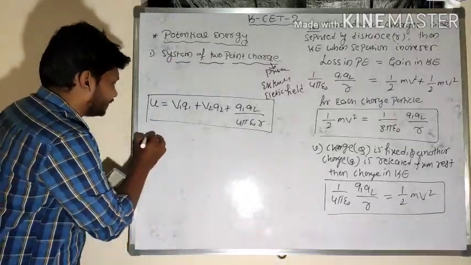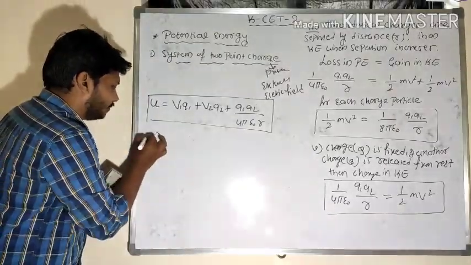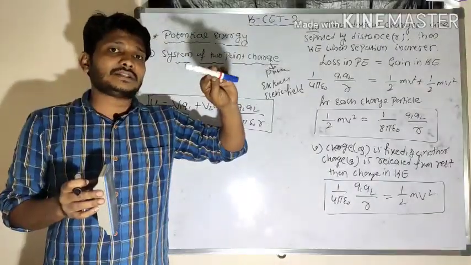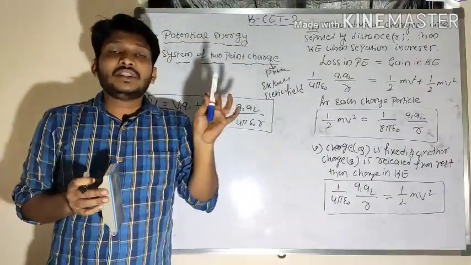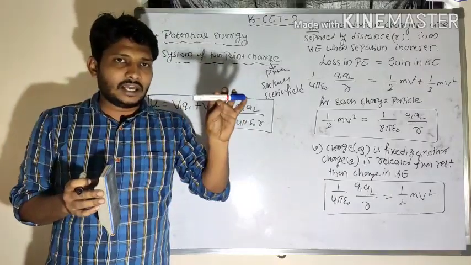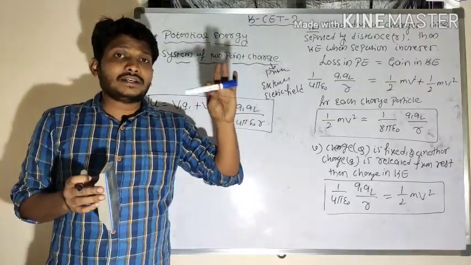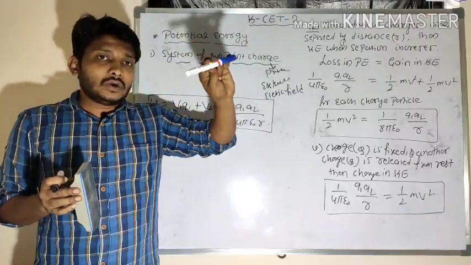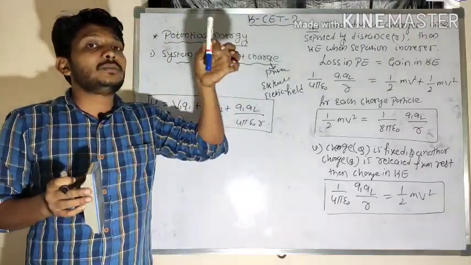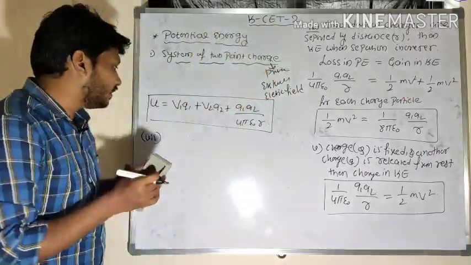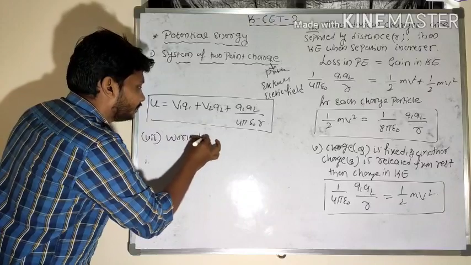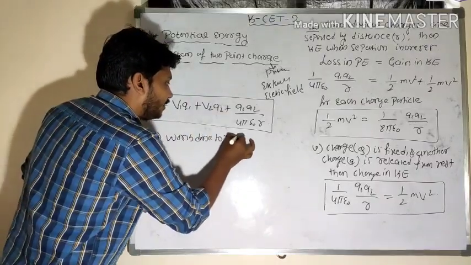Now let me consider one more example, one more equation. That is the work done to rotate the dipole in the presence of a uniform electric field. For example, I will consider one dipole and place it in a uniform electric field region. Now if I want to rotate this dipole, what should be the work done to rotate the dipole? So let me consider that equation.